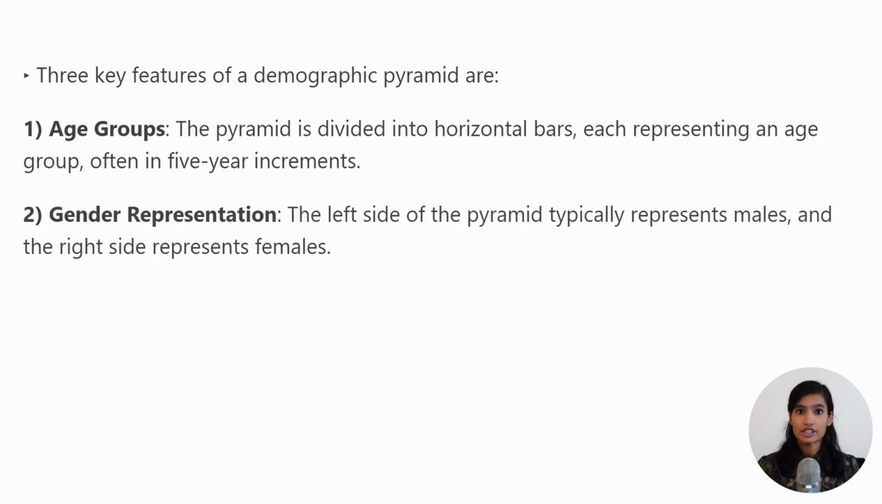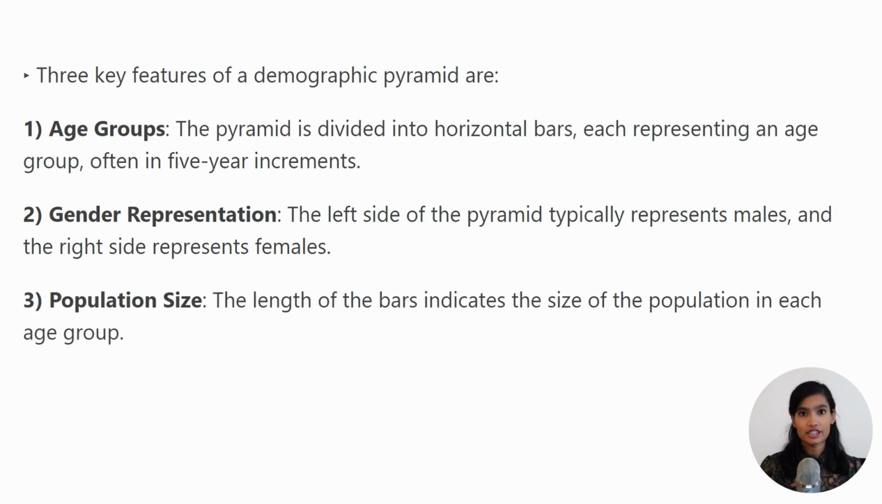The second key feature of demographic pyramids is gender representation. The left side of the plot typically represents males, and the right side of the plot typically represents females. This allows for a quick comparison of the gender distribution across age groups. The third key feature is population size. The length of the bars represents the size of the population of that age group. A longer bar represents a larger population in that age group.